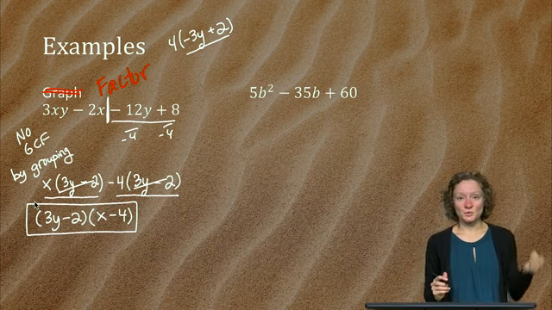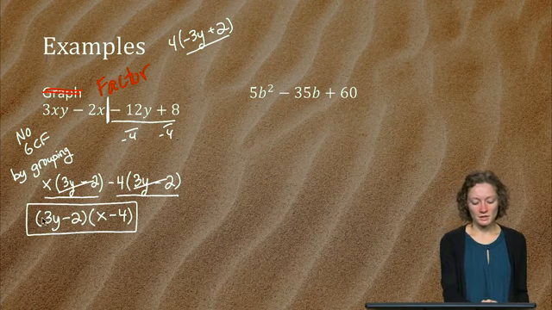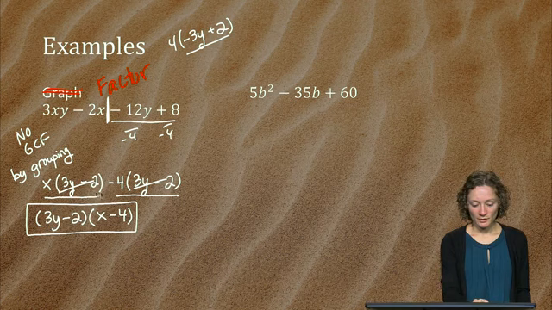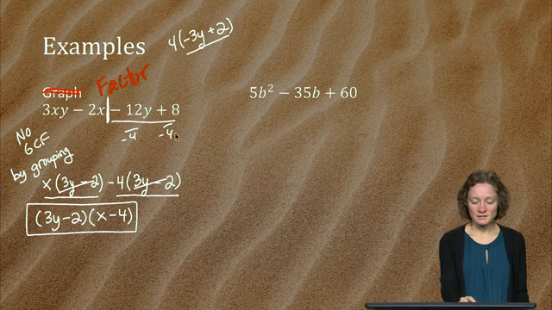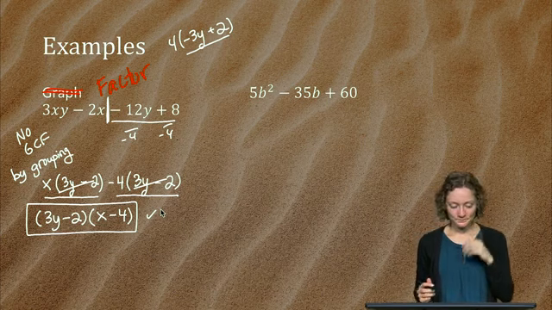Factoring is the undoing of distributing or FOIL. So you can test your work if you want to by distributing, or in this case FOIL. 3y times x would give us 3xy. 3y times negative 4 would give us negative 12y. Negative 2 times x, negative 2x. Negative 2 times negative 4 is plus 8. So factoring is undoing that multiplication.